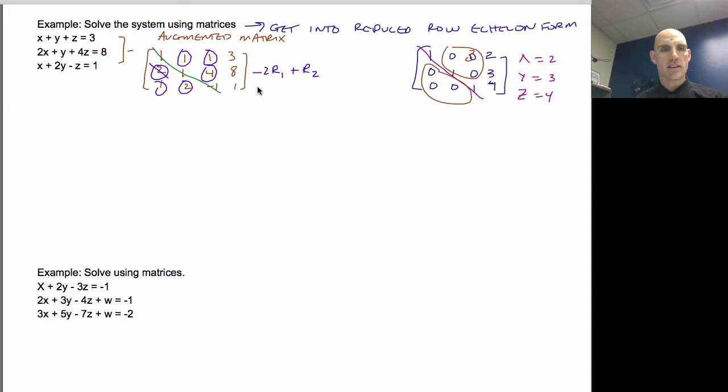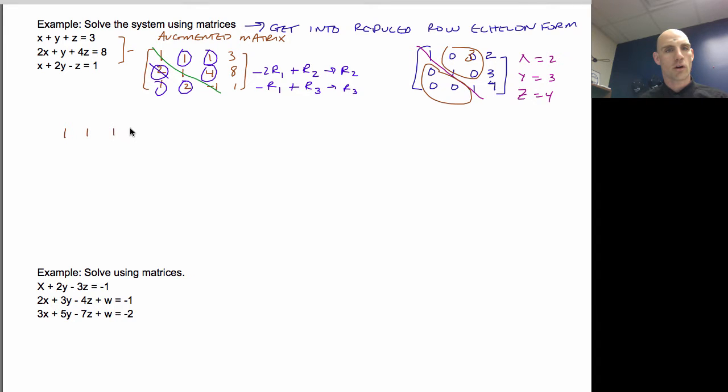I'm also going to take negative row 1, and I'm going to add it to row 3. To remind myself where I'm putting these things, this sum is going to go in row 2, this sum is going to go in row 3. I did 2 things at once, so let's see what shakes out.